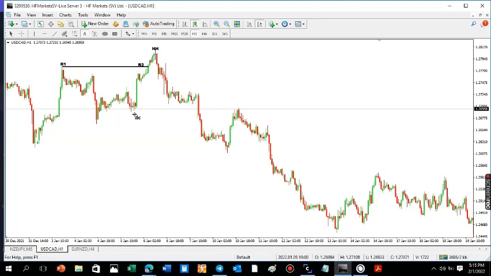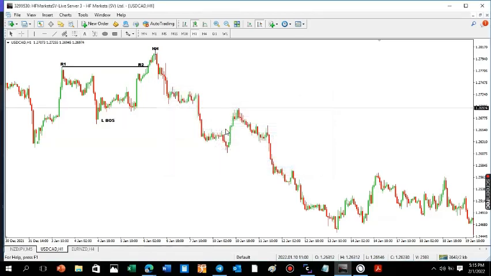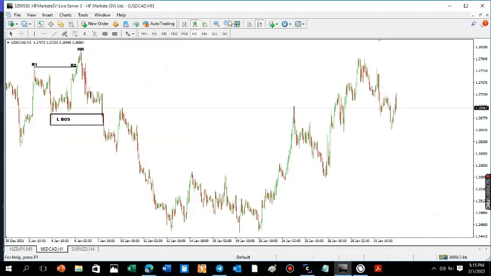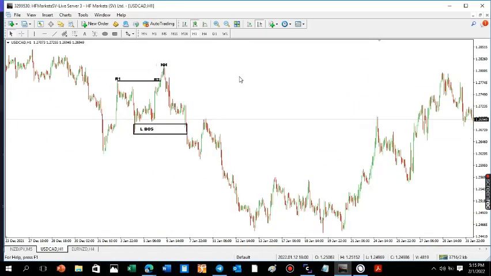And then I have a low here. So this is the low and break of structure. BOS is break of structure. Others like to use the other acronym, which is break of market structure, BMS. Whichever you're comfortable with is okay. So you can see that's a very nice looking setup right there.